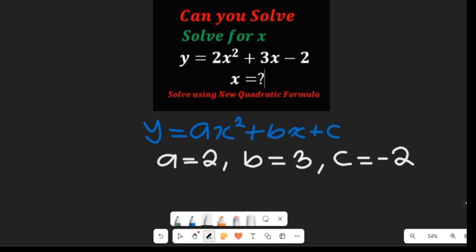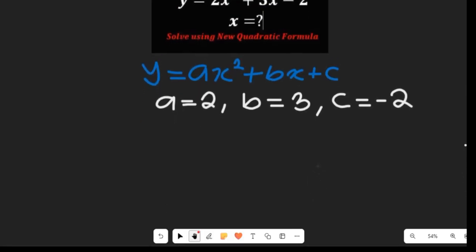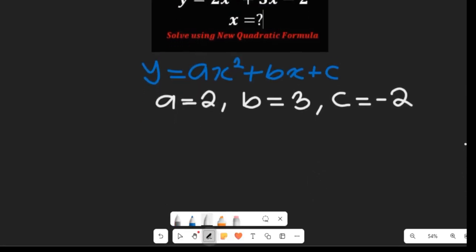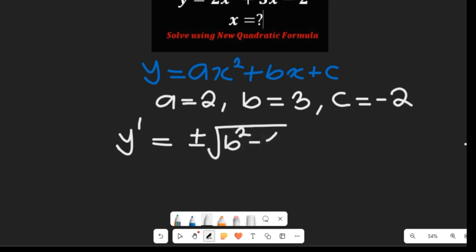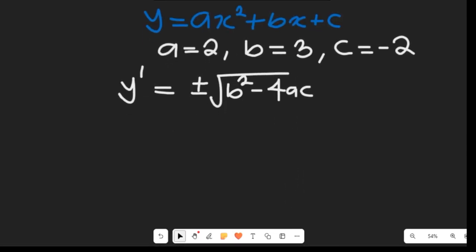Now to solve this quadratic expression, I'm going to look at this formula. I'll take the differentiation of the right hand side, and that will be equal to plus or minus the square root of b squared, which is partly a quadratic formula expression. So if I do this, I'm going to find out the result of this expression.